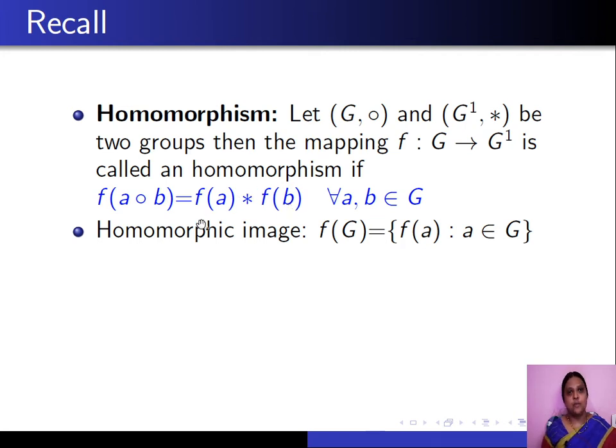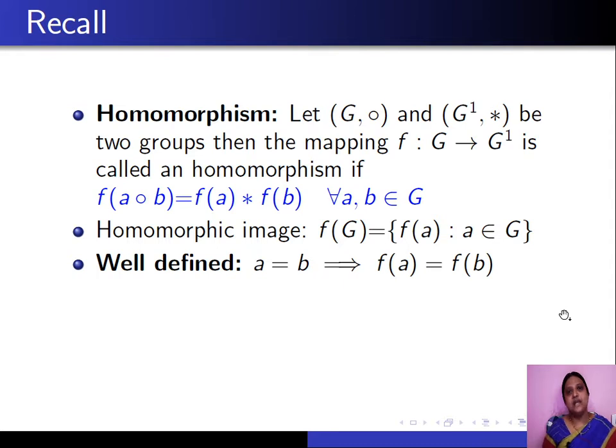And next, homomorphic image. It is defined as the set of all elements of the form f of a where a belongs to G. In other words, we can say it is the set of all elements in G dash which have a pre-image. Next, well-defined function. Here, if a equals b, then the image of a equals the image of b, that is f of a equals f of b, then we say that the function is well-defined.